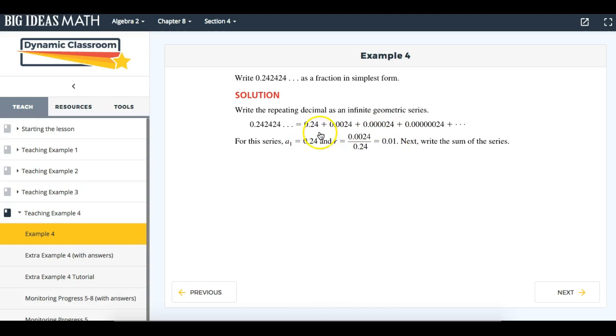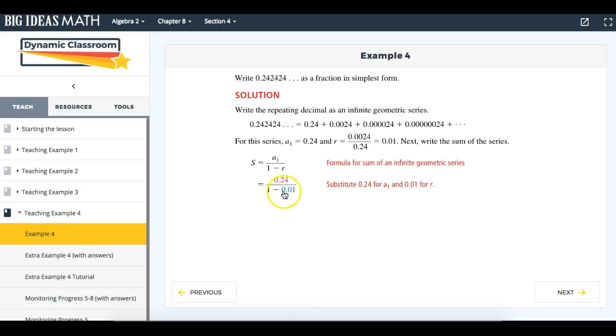Remember, A1 is just our first term, the portion that's repeating, and R is just your second term divided by your first term. This is going to be different in each case because the portion that's repeating is going to be different. Now we just need to take this and plug it into our infinite sum formula. Here we have A1 over 1 minus R. So let's plug it in. We get 0.24 over 1 minus 0.01.